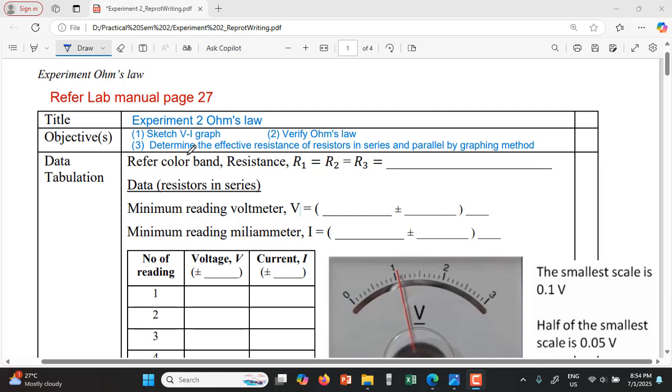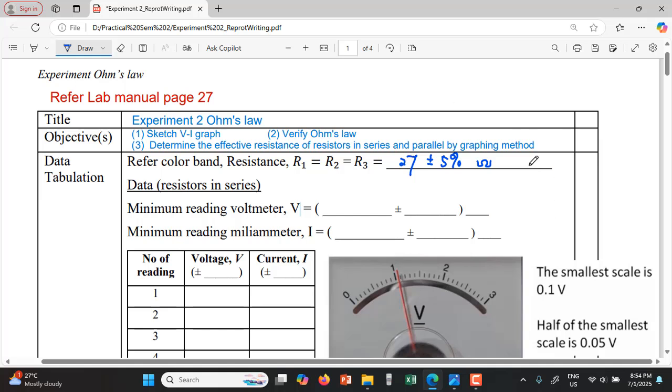So by referring to the color band, you read that. So the resistance for R1, R2 and R3 should be the same. It will be 27 plus minus 5%, and the unit should be ohm. The 5% will be the tolerance or the uncertainty for the current resistor we use.